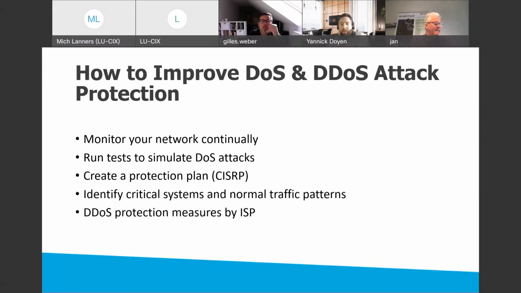Here is the first step to know how you can improve or create, if it's not already done, your DOS or DDoS attack protection. Following are some highlighted best practices. Of course, you can have some other ones, but at least it's a good start.